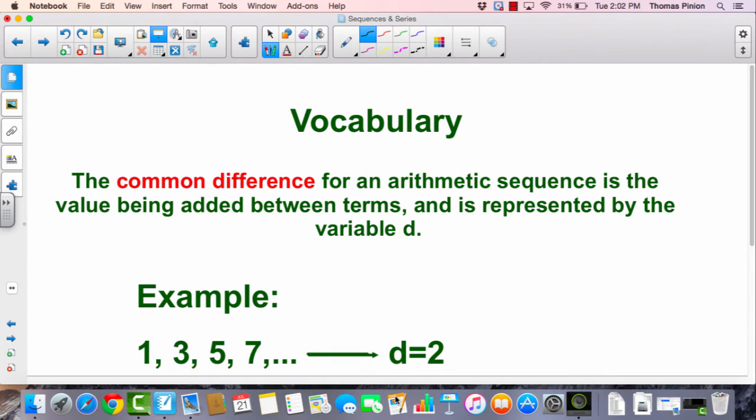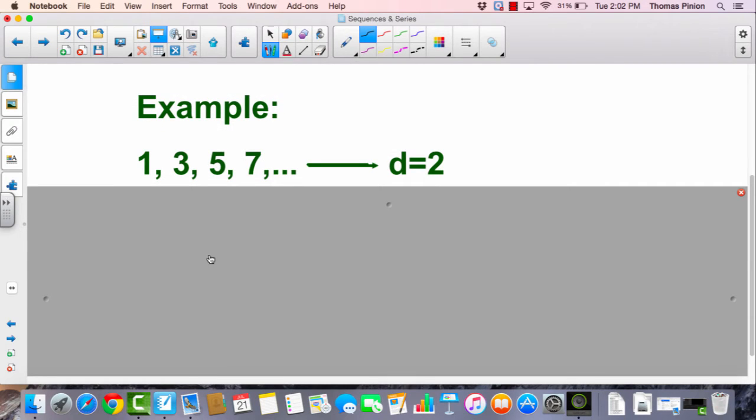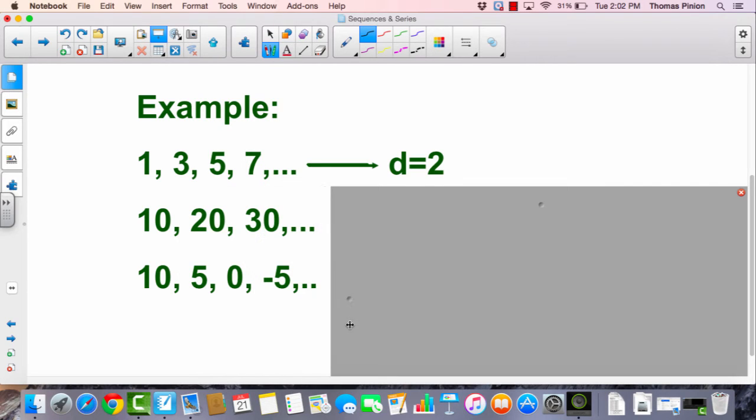Okay, an example for the first arithmetic sequence I gave you, 1, 3, 5, 7. What are you adding each time? To get from 1 to 3, you're adding 2. To get from 3 to 5, you add 2. From 5 to 7, you also add 2. So since that difference, that space in between numbers, is the same throughout the whole sequence, it's called the common difference.